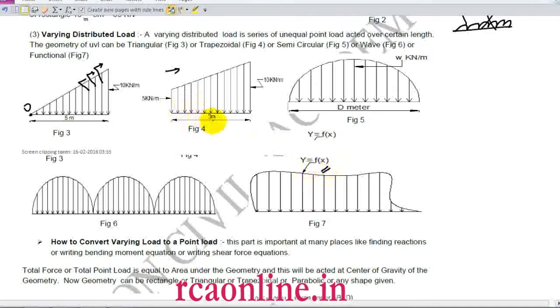So in varying distributed load, at every point the intensity varies. That's why we have the word varying. That is the definition of varying. Clear? So these are mainly the three types of load.